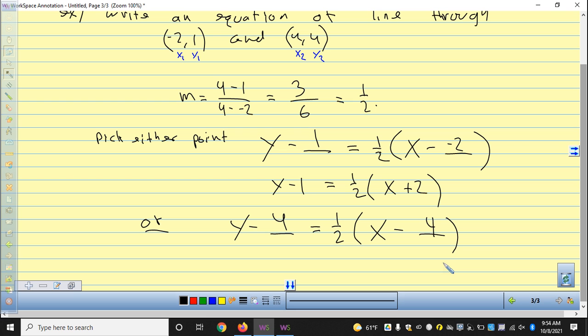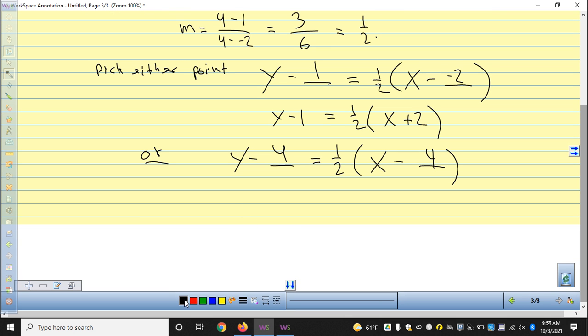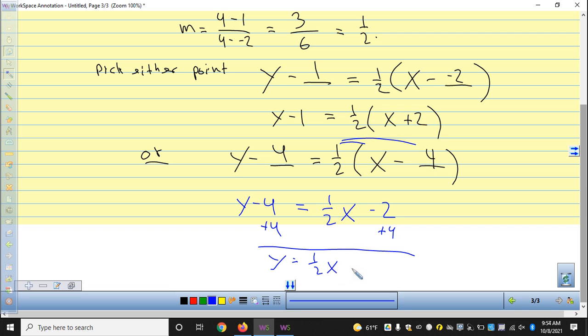Well, what if we wanted y equals mx plus b form? All I need to do, I'll do that in blue. I'm going to say y minus 4 equals, I'm going to distribute here, 1/2 x, and what's 1/2 of negative 4? Negative 2. And then I'm going to add 4 to both sides. And I get y equals 1/2 x plus 2.